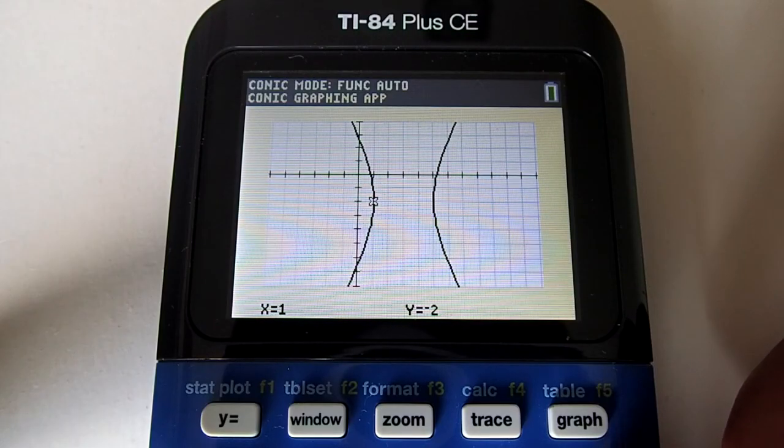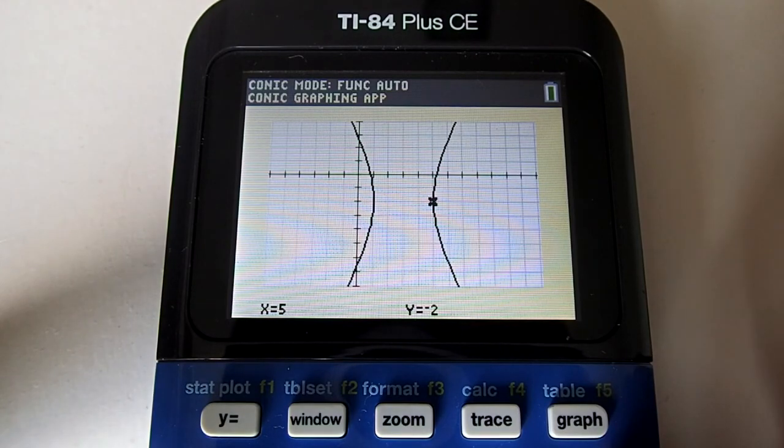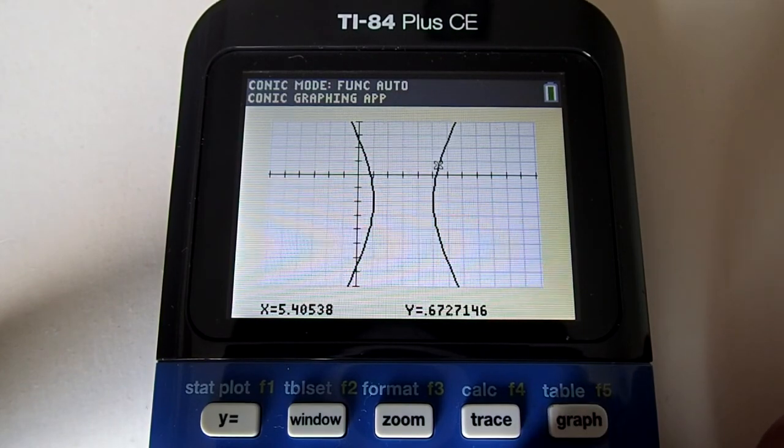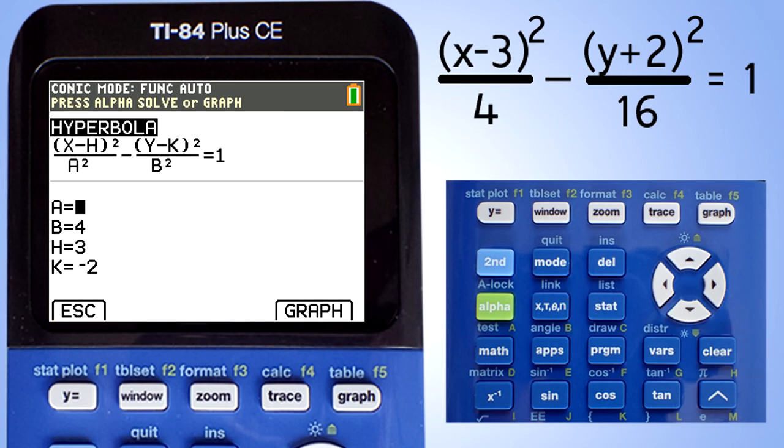Use the down arrow key to move back to the right vertex. You can trace around the hyperbola by pressing the right or left arrow key. As you trace around the hyperbola, the x and y coordinates appear at the bottom of the screen. To escape out of the trace mode, press the clear key here. To exit this graph, press the clear key here. This will return you to the horizontal hyperbola equation so that you can enter a new equation.